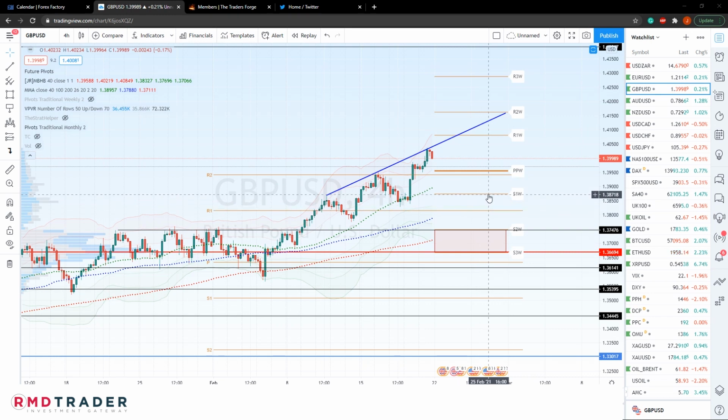However, also worth considering, as I've mentioned, we have our weekly S1 very closely coinciding with our 4-hour 50 SMA. So any break below that area could even send price as low as our weekly S2 pivot at 1.375, coinciding with that 4-hour 200 SMA, which has held up so far.